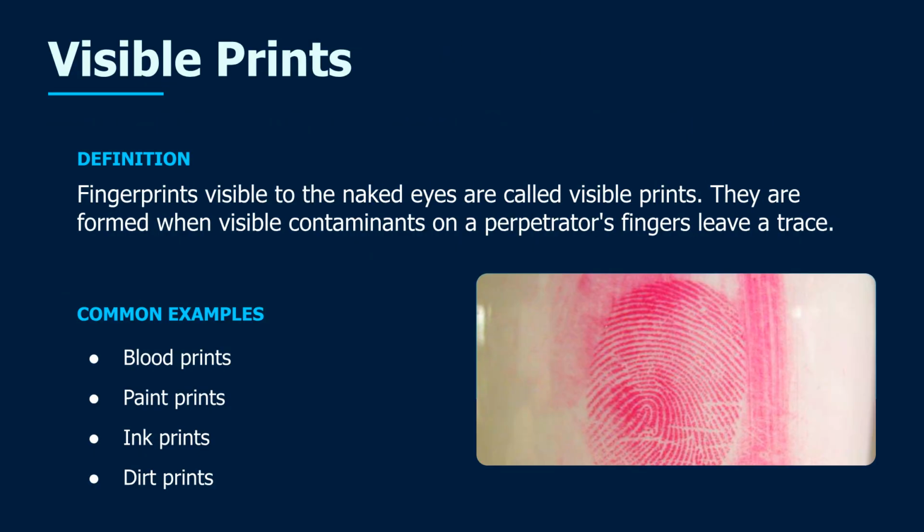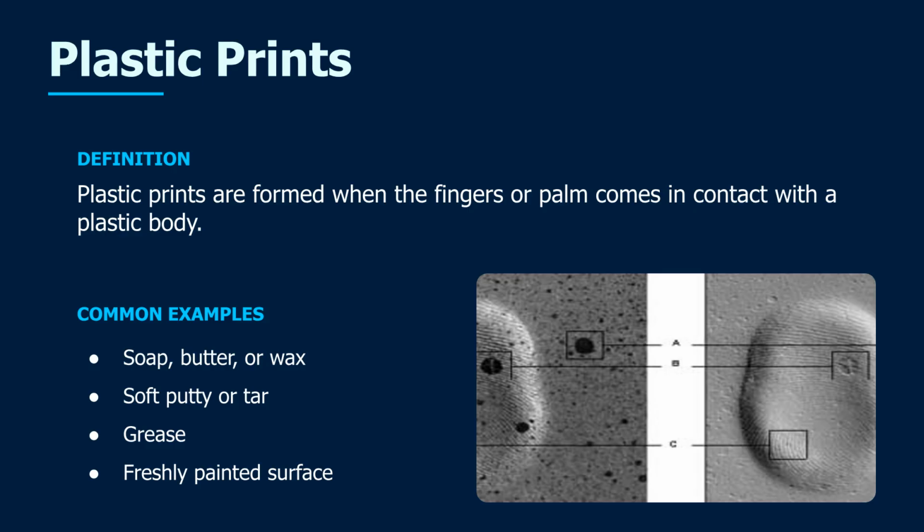Visible prints are observable to the naked eye, formed when a perpetrator's fingers are coated with contaminants such as blood, paint, ink, or dirt. Plastic prints are three-dimensional impressions left when a finger or palm contacts soft material like soap, butter, wax, putty, tar, grease, or freshly painted surfaces.